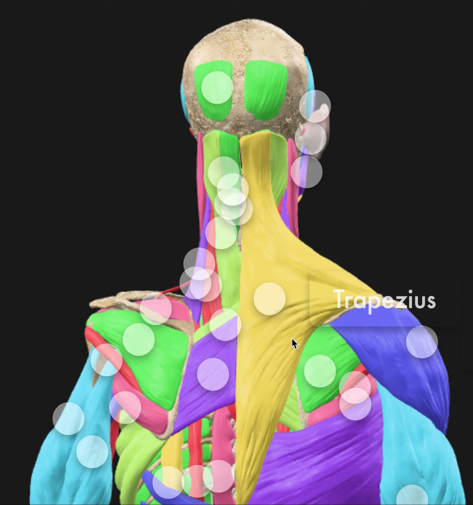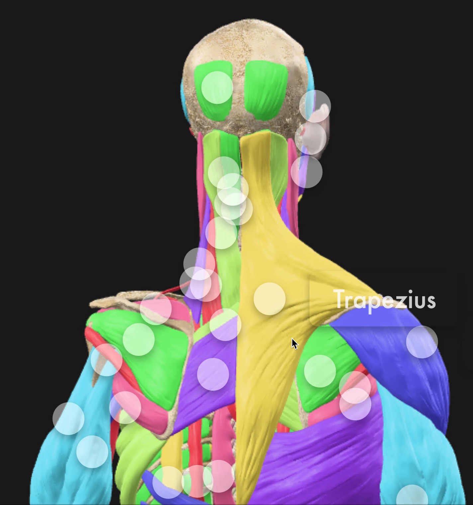Unilateral contraction of these descending and ascending fibers, which means contraction on one side, produces lateral flexion to the same side. So these main three fibers have different functions. Descending fibers elevate the scapula, transverse fibers retract the scapula, and ascending fibers depress the scapula.